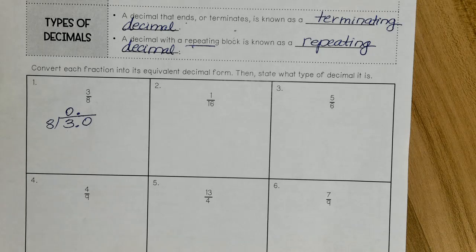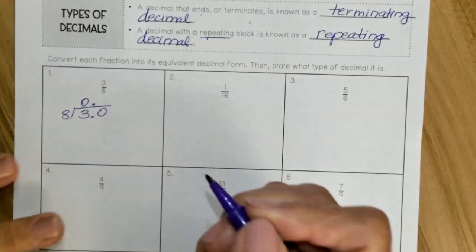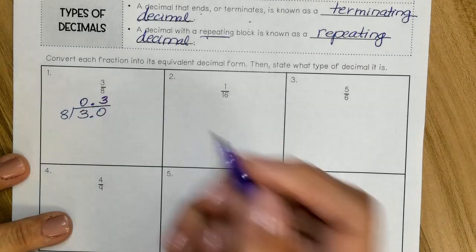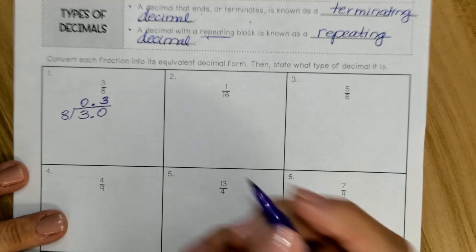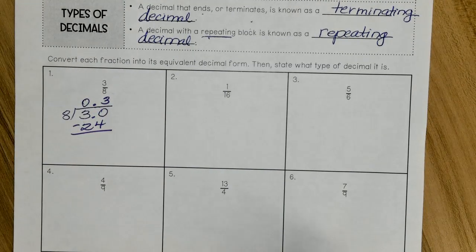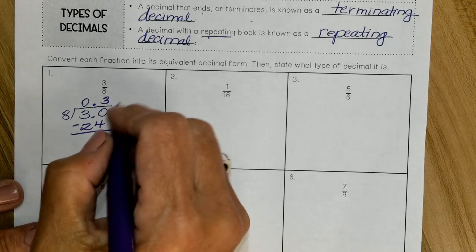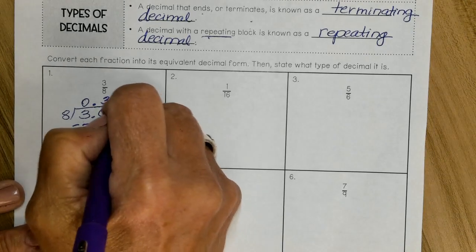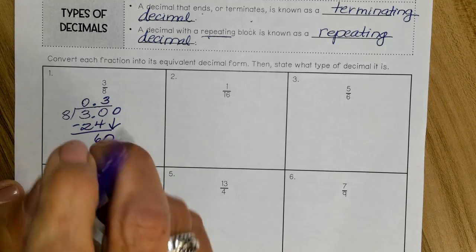All right? Okay, now, how many times will 8 go into 30? 3 times. And 3 times 8 is? 24. Good job. And so then we've got to subtract 30 minus 24. And what are we going to get? 6. Add another 0, bring it down.